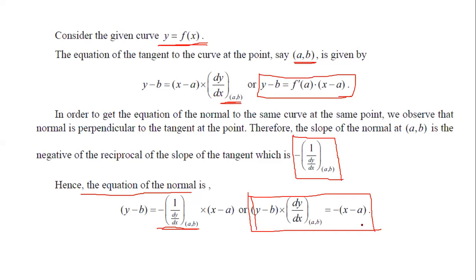Otherwise, we can write the formula like this. For the tangent, the dy by dx is multiplied on the right hand side: y minus b equal to x minus a into dy by dx at a comma b. This way you can easily remember. For the normal, the same dy by dx at a comma b is multiplied on the left hand side, and then the sign is minus here. That is an easy way to remember the formula. Okay.